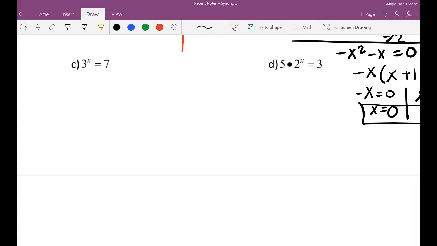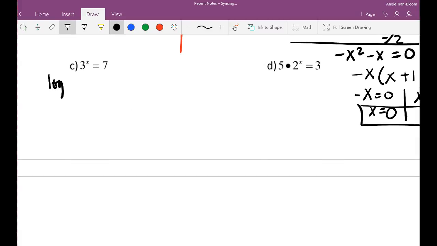All right, y'all. Solve for x. x is now an exponent. 3 to the exponent of x equals 7. Solve for x. Are the bases the same now? No. So what are you going to do? You hit it with a log. What do you write when you hit it with a log? Log base 3 of 7 equals x.